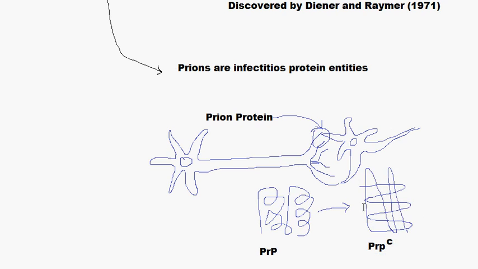And also, once this beta pleated prion protein is formed, it is protease resistant. So what is this protease? Protease is an enzyme used to digest proteins, but this is such a protein which is resistant to this enzyme. So this is a protease resistant protein.